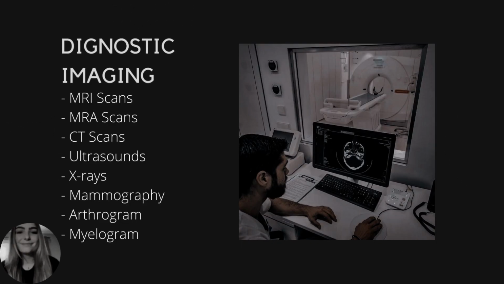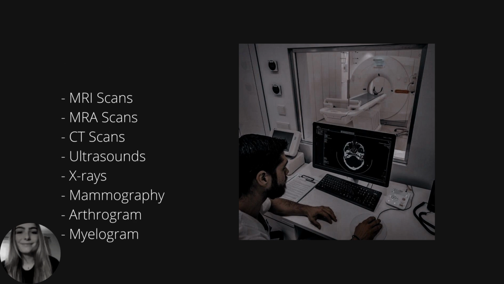Diagnostic imaging, or medical imaging, uses electromagnetic radiation and other technologies in order to produce images of the inside of the body to assist healthcare staff in diagnosing illnesses, abnormalities, fractures, etc. Medical imaging branches off into a few different types, such as MRI scans, MRA scans, CT scans, ultrasounds, X-rays, mammography, arthrogram, myelogram. I will be going over only a few of these.